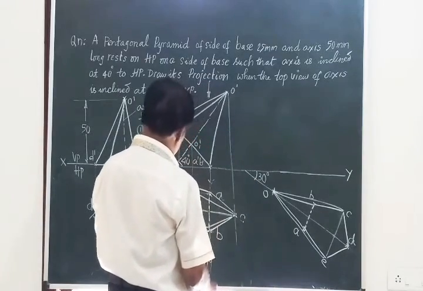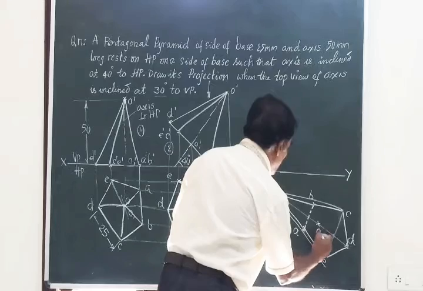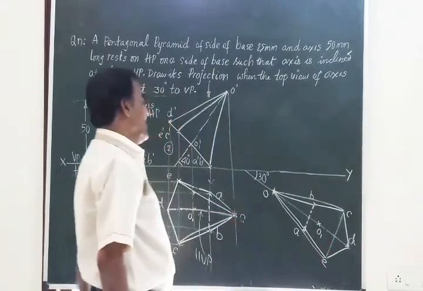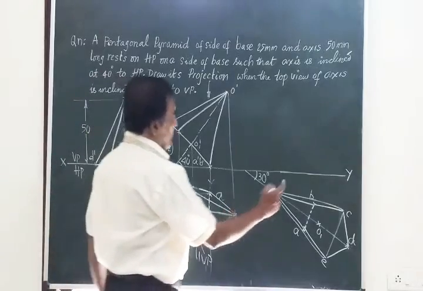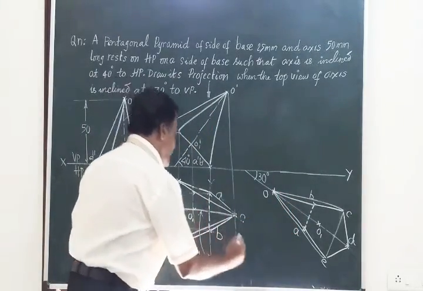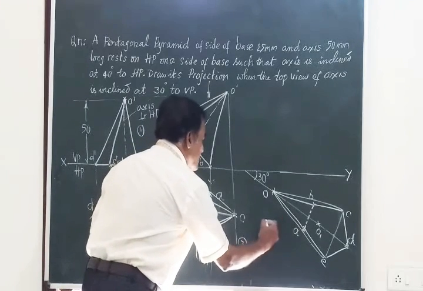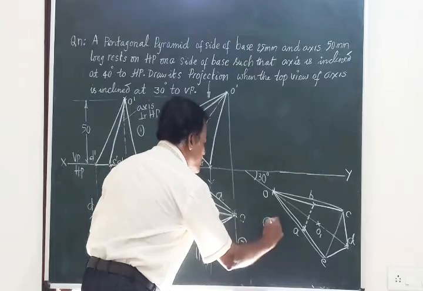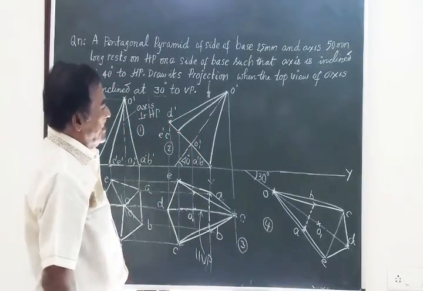O1 comes well within that AB. So I will mark this as O1. O1 is the center of the base. Friends, whatever the figure I have drawn here is exactly the photocopy of this figure. I will call this figure number 3 and this figure number 4. That is to say, figures 3 and 4 are exactly identical.